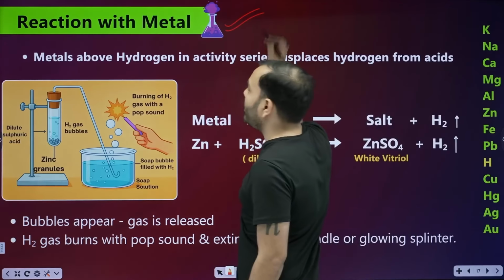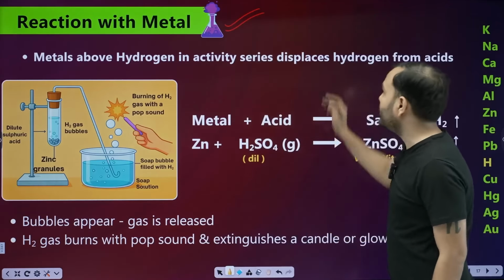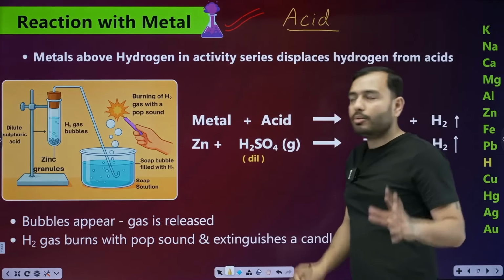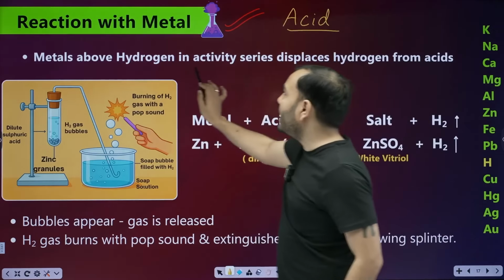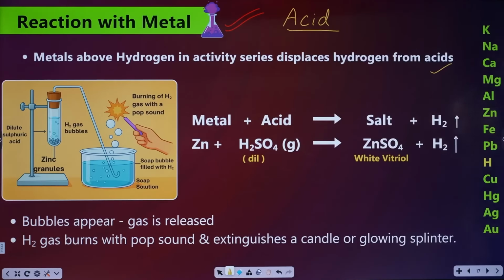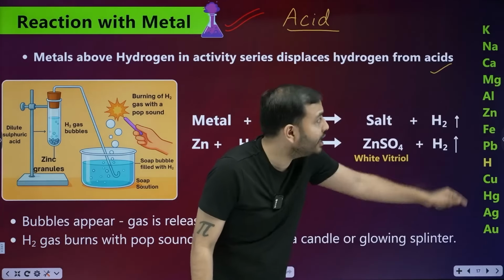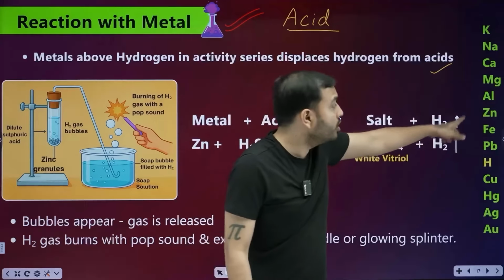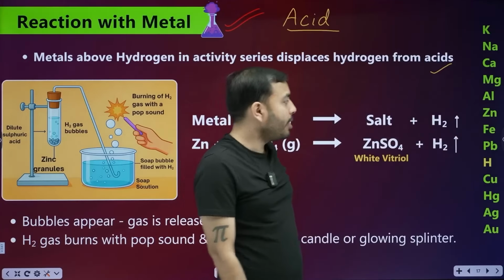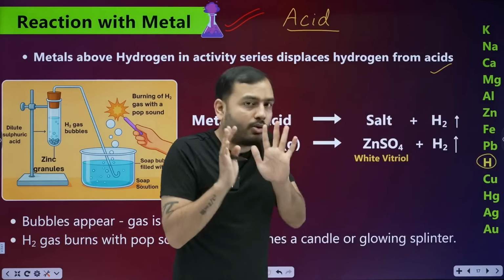Reaction with metal. Now we have to come to the reaction of acid and metal. Reaction of acid with metal. We have to read a small rule. Look, metals above hydrogen in the activity series displace hydrogen from acid. Do you remember this activity series? You have read it in the first chapter. I'll make you memorize it. No tension, it's not very useful in this chapter. It will be used in the next chapter, then I will tell you.